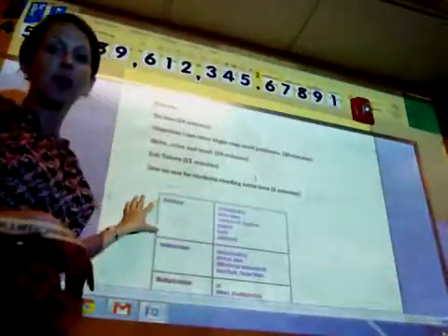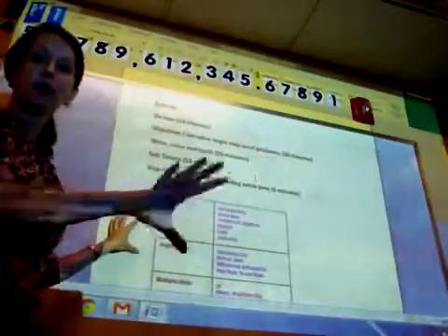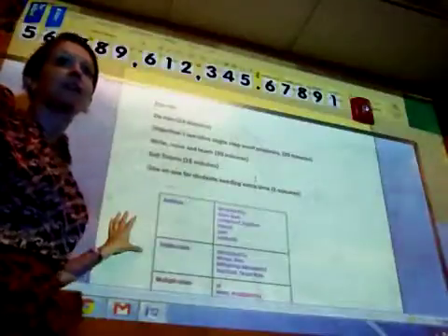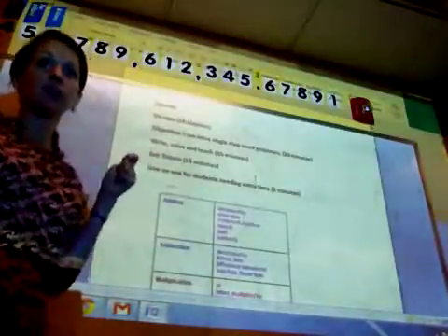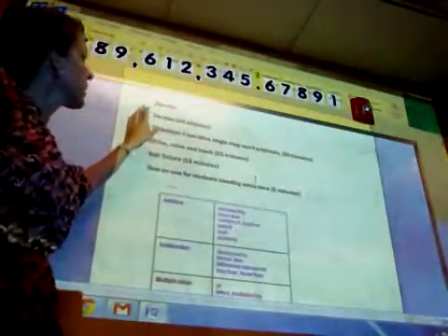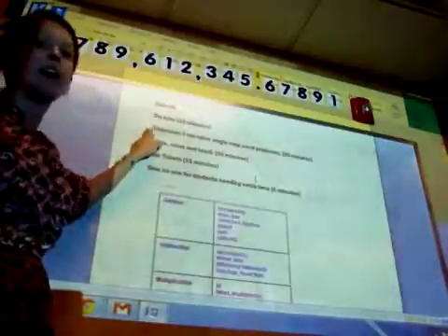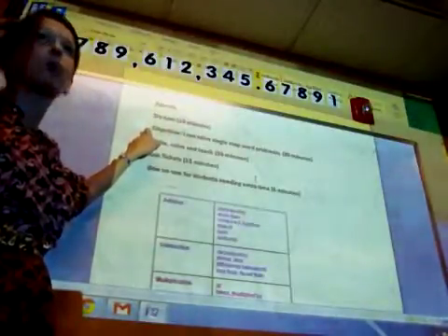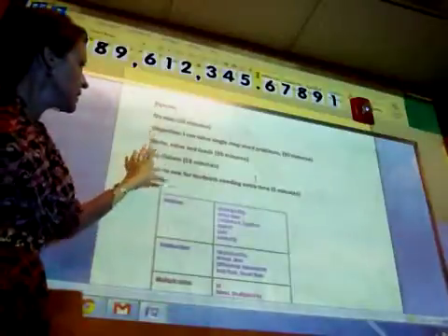I realize that you might not be able to see the sheet really well from the computer, but that's why you have a hard copy that you can follow along with. So you already did your do now. The objective today is I can solve single-step word problems. So look at this chart.